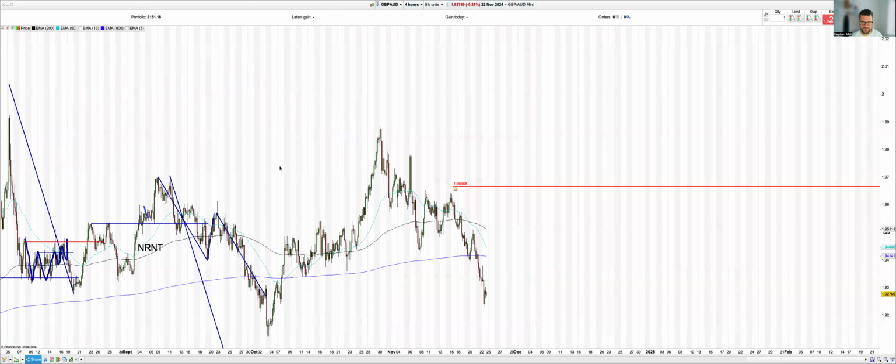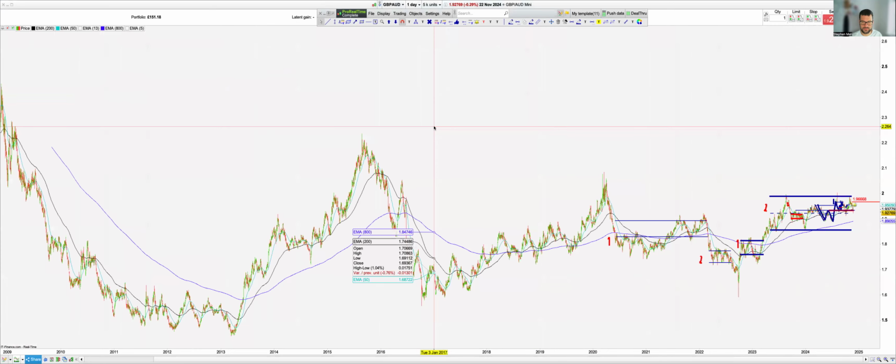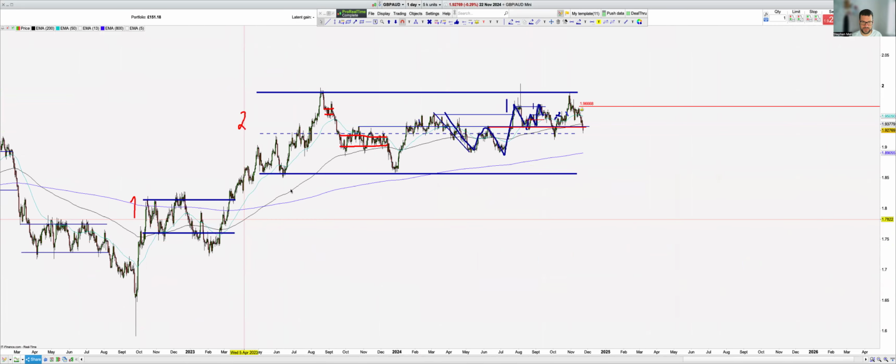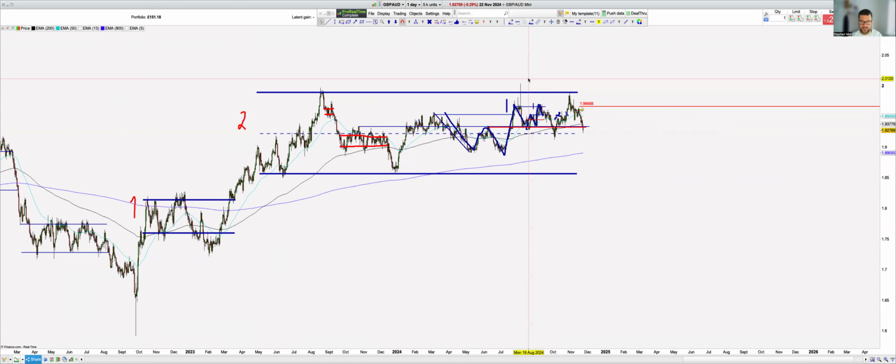GBP AUD, this is a top setup, level one, level two, expecting higher prices, sort of showing high, high, high, low, high, high, high, low. I must write these down. EU, EA, what other ones have there been? I think they were the main two. So I like the look of this.